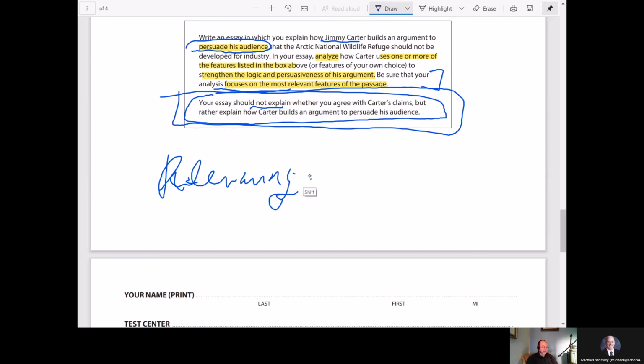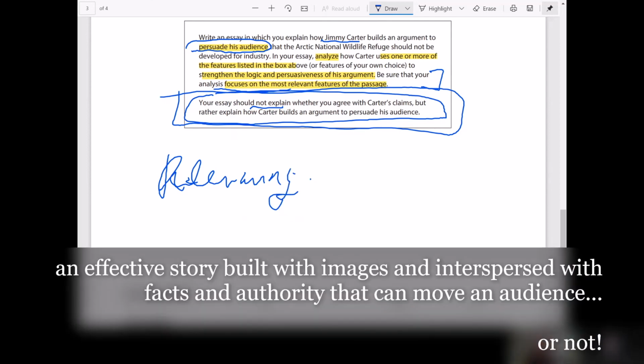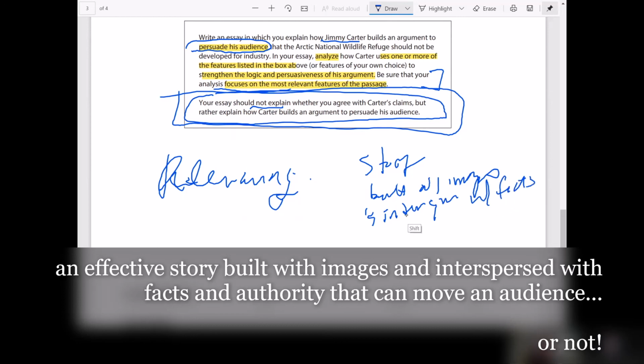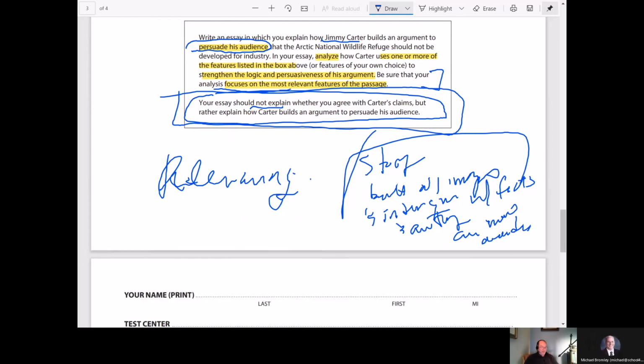So if we do have a statement of relevancy, we're going to be talking about how this demonstrates an effective story, built with images and interspersed with facts and authority, can move an audience. Okay, that might be a type of statement to wrap up your agreement with this being effective. Or we could say the opposite. Say, look, this shows how this use of just ridiculous superlatives and minimal facts doesn't mix in well to make this persuasive at all. It actually fails the reader by not being able to.